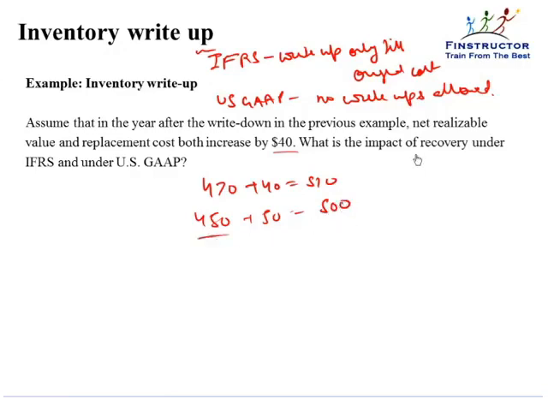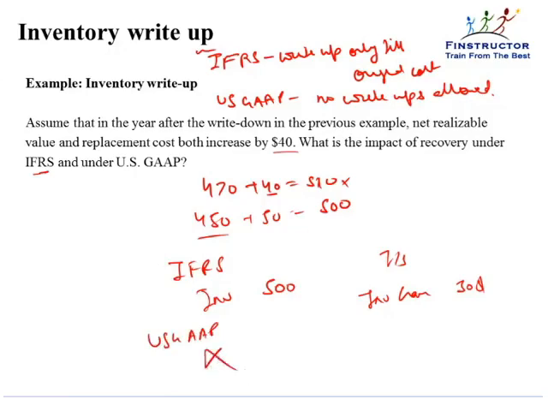What is the impact of recovery under IFRS and US GAAP? So under IFRS, we can take the value up back only till 500, not 510. So the inventory value would be 500 and I would recognize an inventory write-up gain on the income statement to the tune of $30, not 40. In US GAAP, I would do nothing. When I sell the inventory at whatever price, I will simply book a higher profit because my cost of inventory is low at $450.